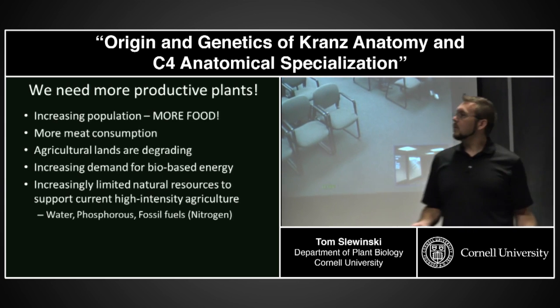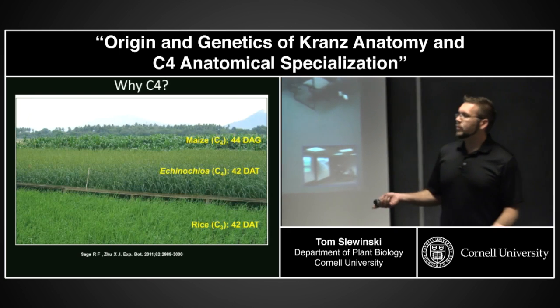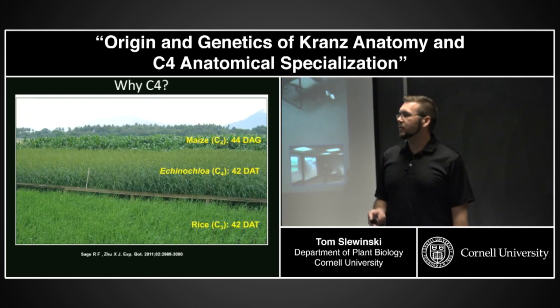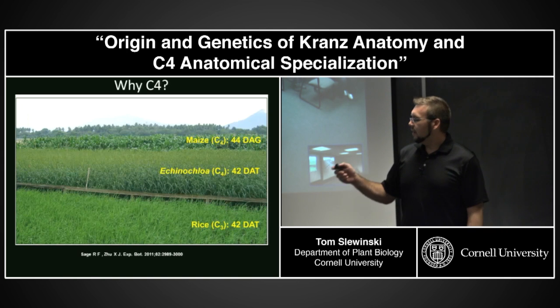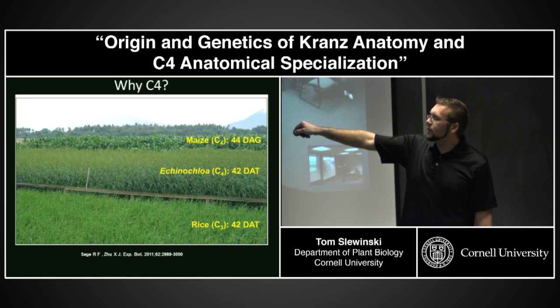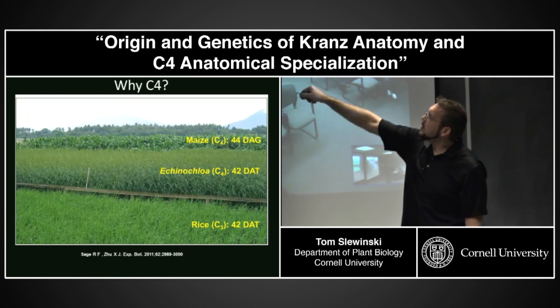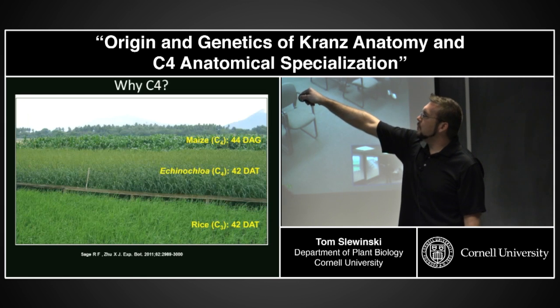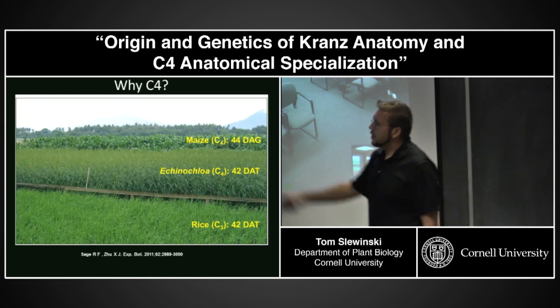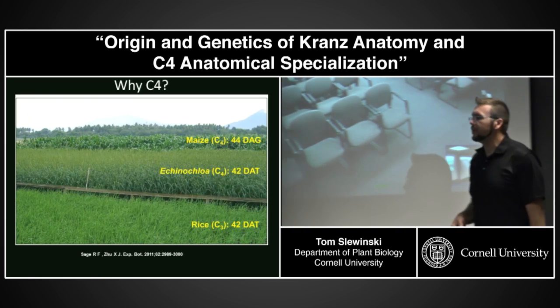Well, why do we want to look at C4 and use C4? Well, when you see a field of plants growing next to each other with C3 and C4, it's pretty clear. In the foreground, we have rice, which is a C3, and this is 42 days after transplant. Right behind it is Echinochloa, which is a C4 grass, planted at the exact same time. Behind that is maize, another C4 plant, which is 44 days after germination. And the difference between rice and Echinochloa is almost a 50% increase in biomass.